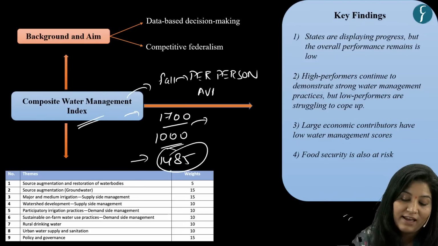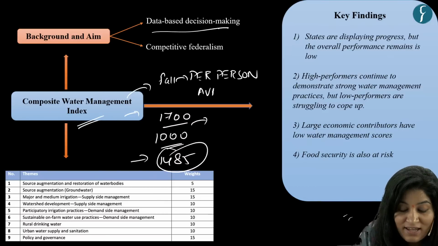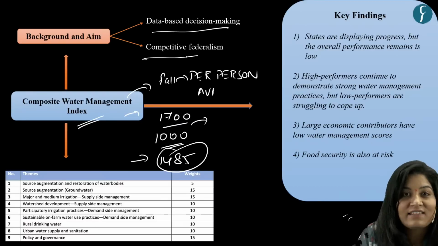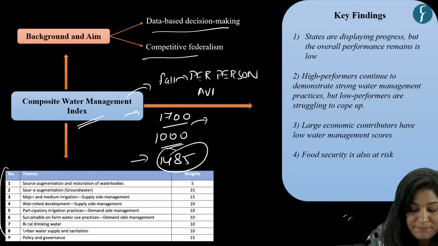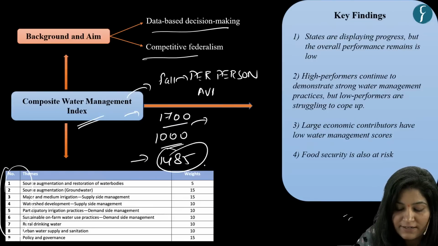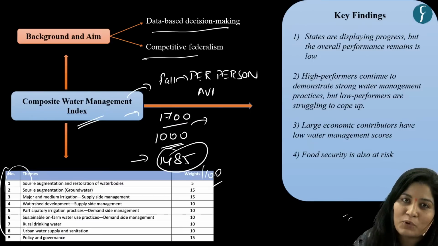Next, this index is basically to have better data-based decision making and to foster competitive federalism. And this report is based on 9 parameters, which are displayed on your screen. These 9 parameters are ranked out of 100. So let's quickly see the key findings of this report.